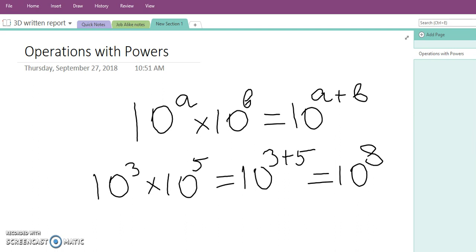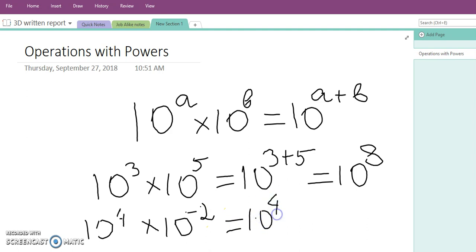What if I have a negative number? 10 to the 4 times 10 to the negative 2. This is just 10 to the 4 plus minus 2, and this comes out to 10 to the 2. Okay. So this is very, very straightforward.